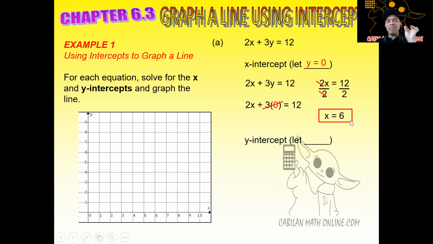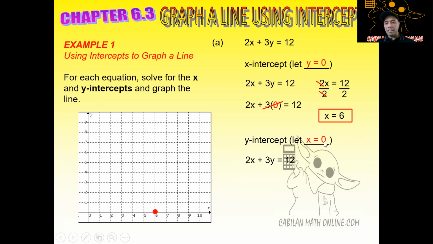Now remember that this is the x-intercept. So this is the point that's going to be directly on the x-axis, which I have in red there. Now remember from the previous slide, to solve for an intercept, you have to let the opposite letter be 0. So to solve for the y-intercept, we have to let x be equal to 0. Now you're going to proceed for this one.